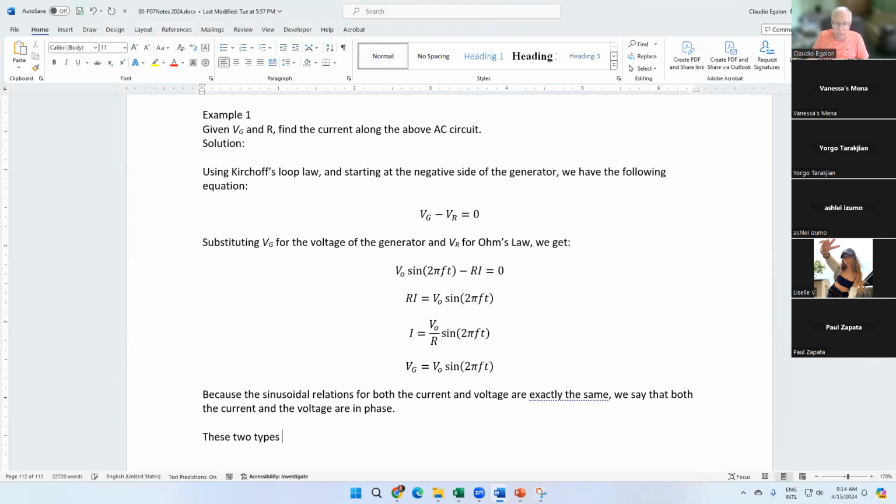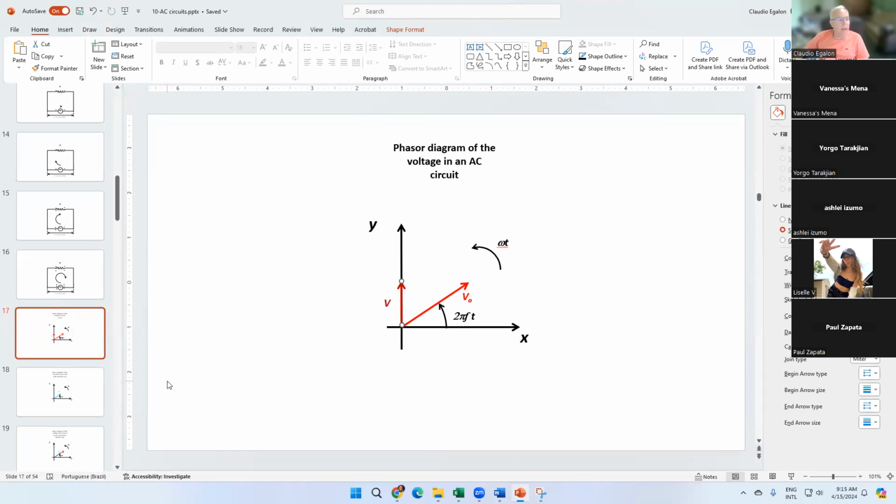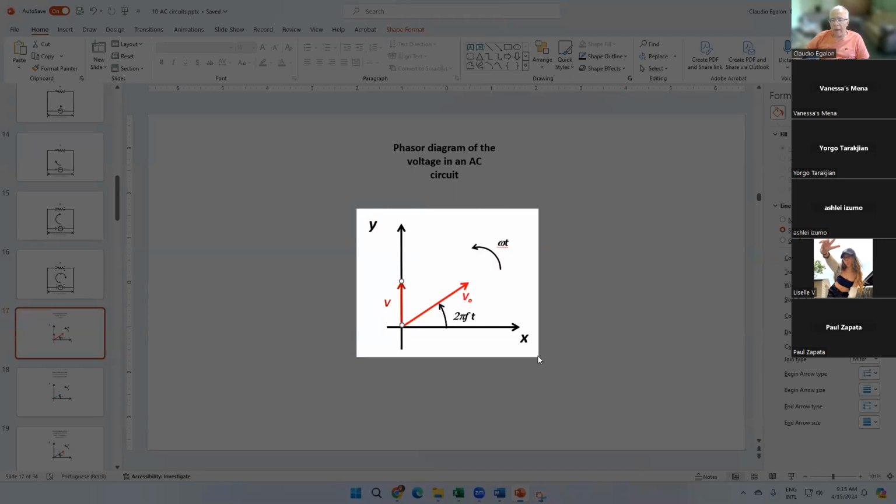These two types of mathematical relations can be visualized in a different way using what is called the phasor diagram. And the way we do that, let's start with the voltage first. Okay, here's the voltage. Okay, I will paste the phasor diagram.